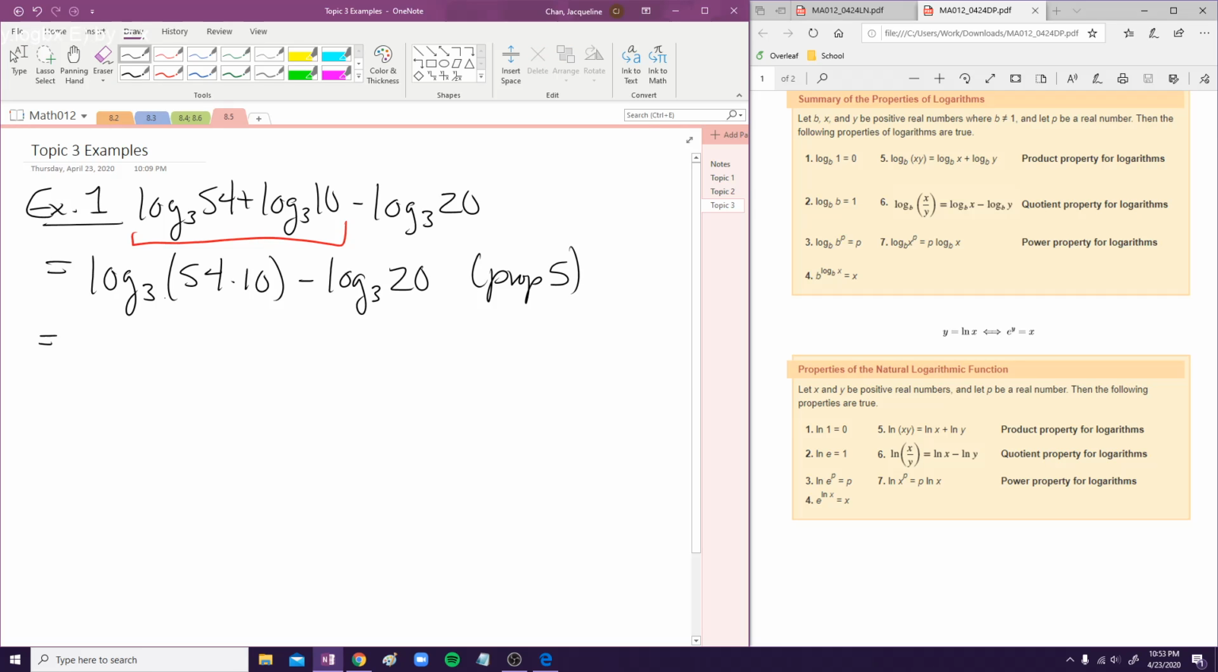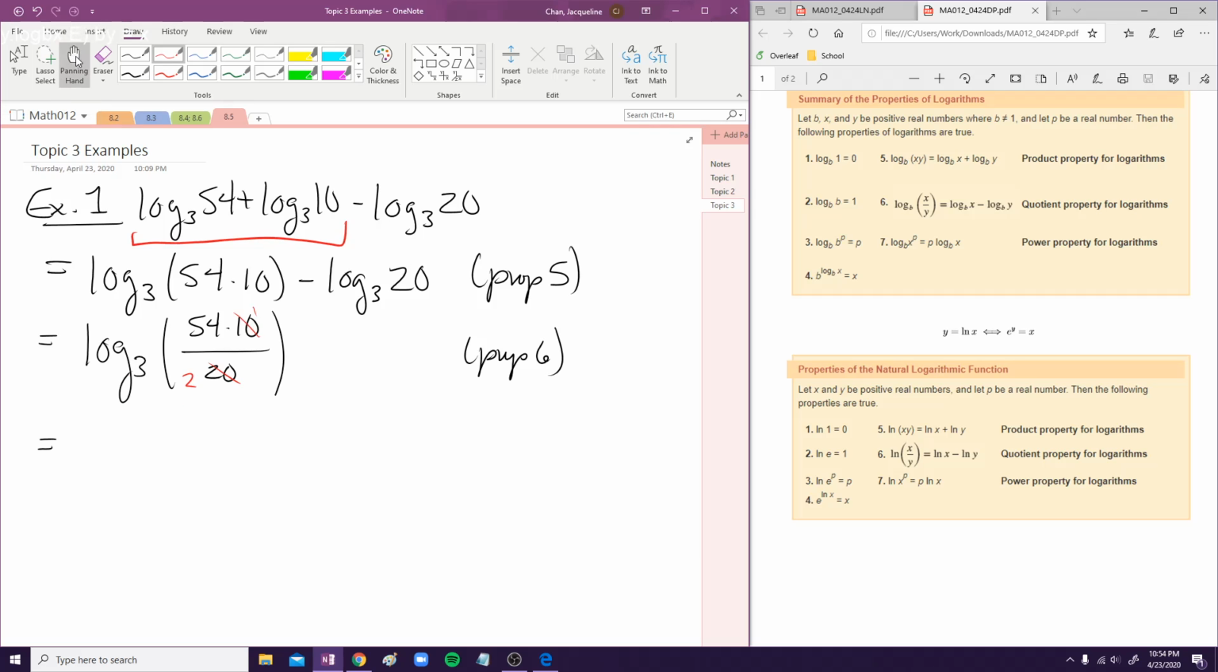Now we still have two logarithms. They both have the same base, but this time they're subtracting. So what can I do? I can use the quotient property. Again, single logarithm, and this becomes 54 times 10, and then over 20. And this is property 6. This is why I didn't want to multiply, because 540 divided by 20 is a lot more work. If you notice 10 and 20, this becomes 1 and this becomes 2. So then we just get 54 divided by 2.